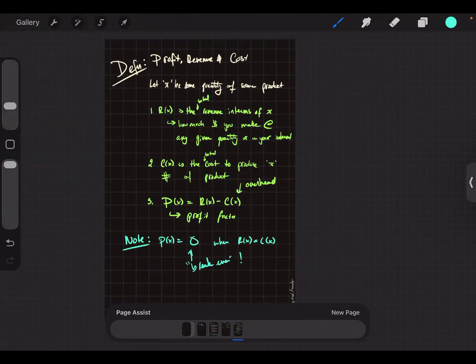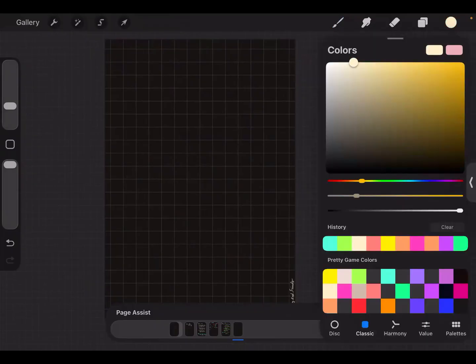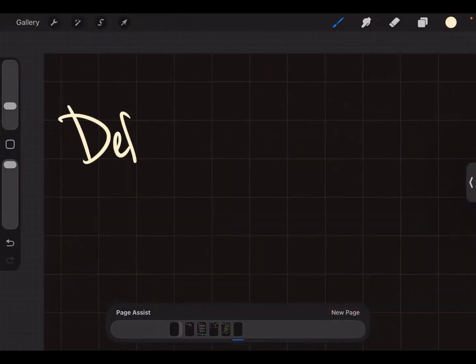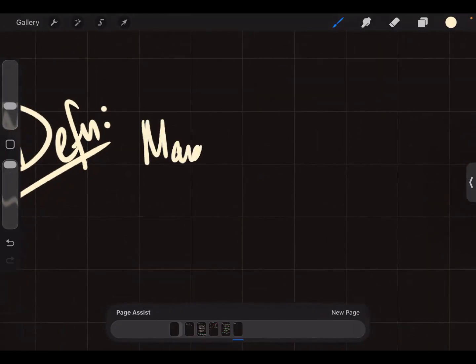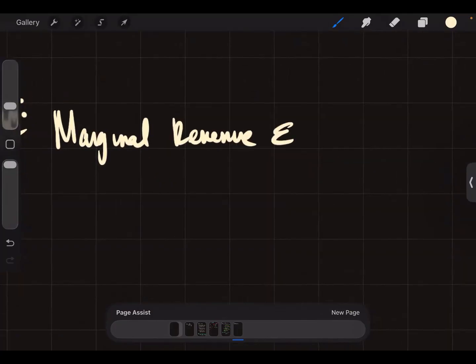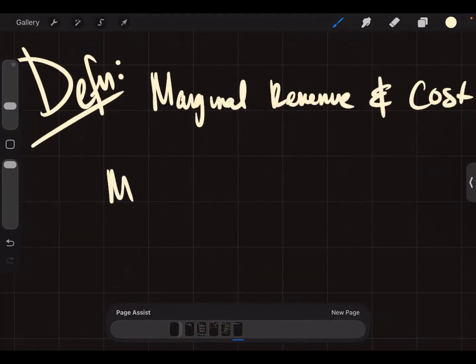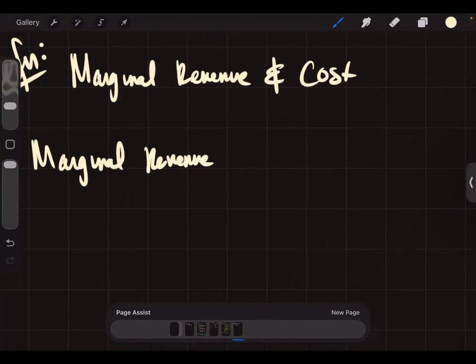Okay. I'll throw one more definition at you. These definitions are literally only so you can do the worksheet. They're not that serious. Okay. Marginal revenue and cost. Marginal revenue is equal to the revenue prime, the derivative of the revenue.